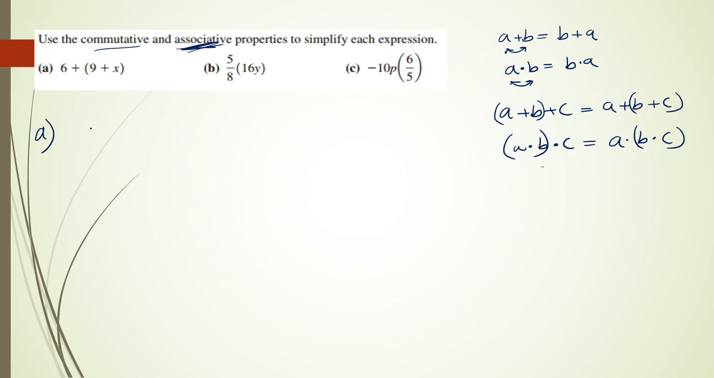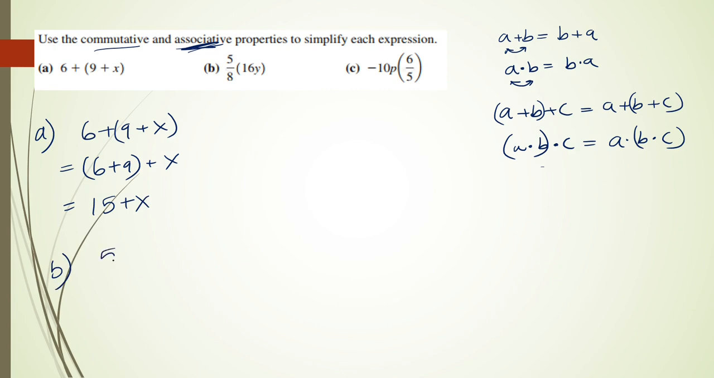So let's try part A. We have 6 plus the quantity 9 plus x. And the 9 plus x is in parentheses. Well, according to the associative property, I can move the parentheses to the 6 and the 9. So 6 plus 9, that's easy to do. That's just 15. And we can add x after.